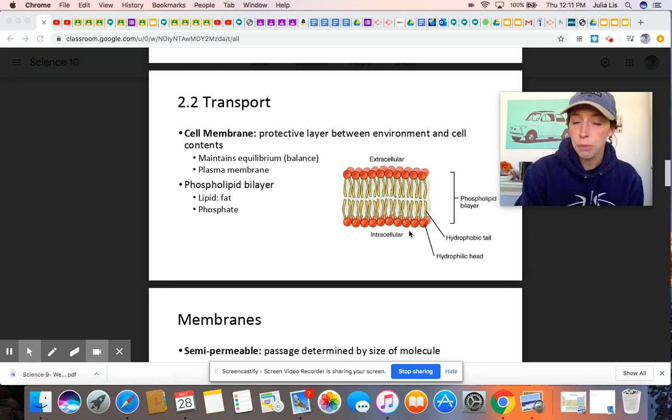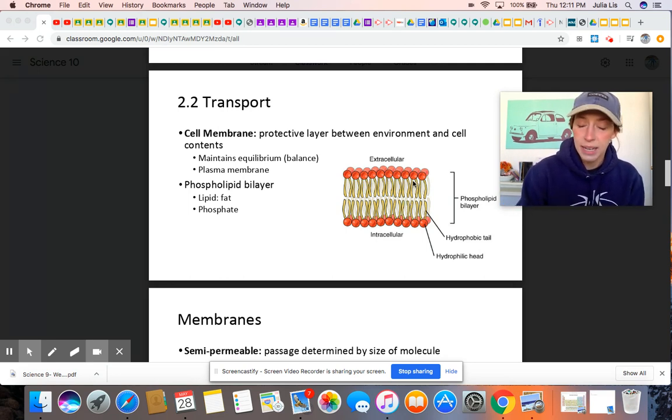And there are two parts to the phospholipid bilayer as well, called the hydrophilic head. And so the hydrophilic head is actually attracted to water. And then the hydrophobic tail, which makes up the interior of the membrane, so this wall, is hydrophobic. So it'll actually repel water. Okay, so a phobia is that you're afraid of something, so it's a hydrophobic tail.